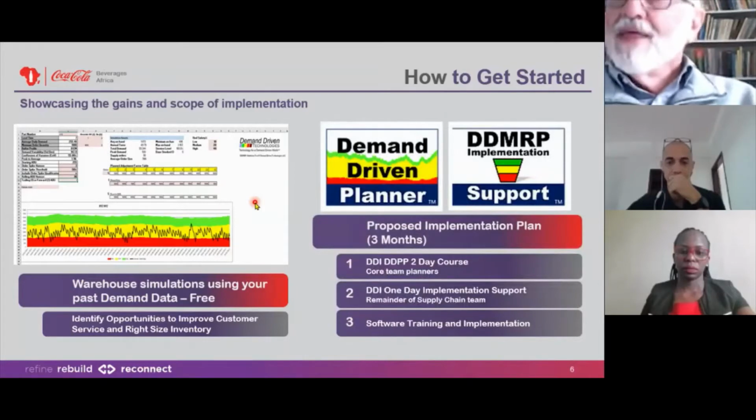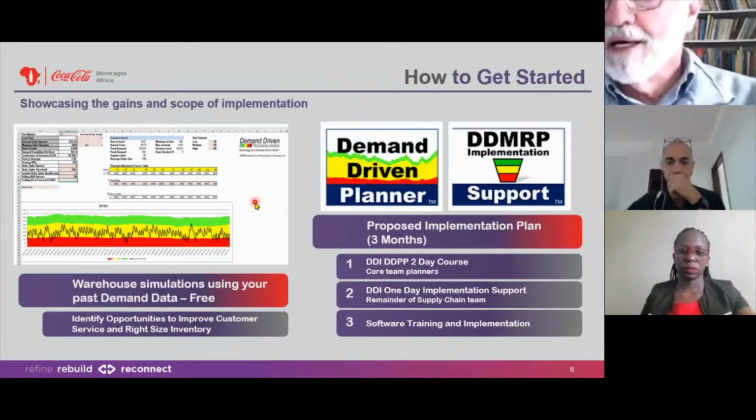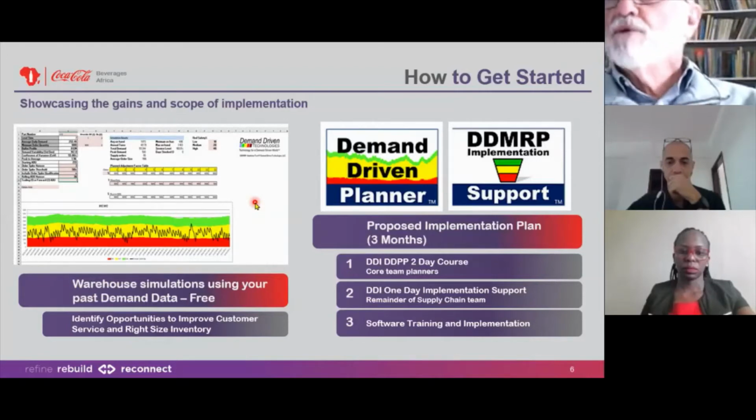Once you've done that and you can see some opportunities, you might say, well, let's start looking at putting an implementation plan together. And quite honestly, in a medium-sized company, this is not like putting in an ERP system. We can do this fairly quickly. And just to give you an idea, with Coca-Cola, we spent a few days with them.